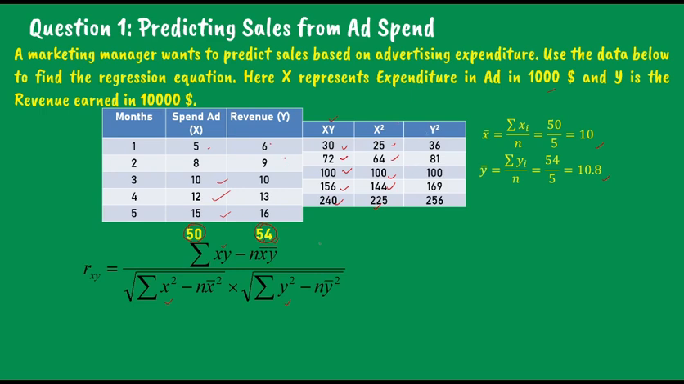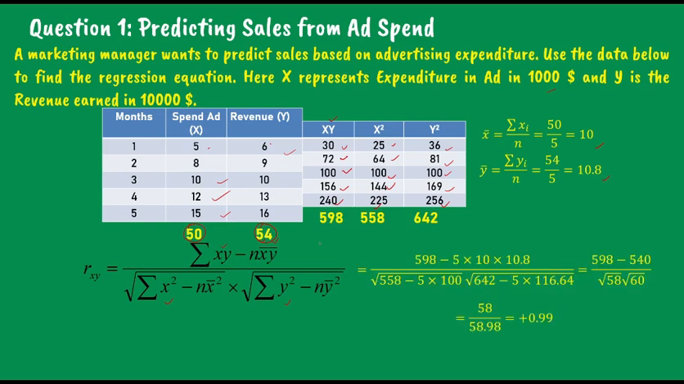Now for y, let us take the square of y. 6 square is 36, 9 square is 81, 10 square is 100, 13 square is 169, and 16 square is 256. So these we have computed. Now, if you look at the formula of correlation, you will understand that we require the sum of these columns. Otherwise, I cannot get summation xy, summation x square, or summation y square. So I calculate the sum of these values. Now x bar we have, y bar we have, and all the other summation values. Now I can use the formula of correlation coefficient.